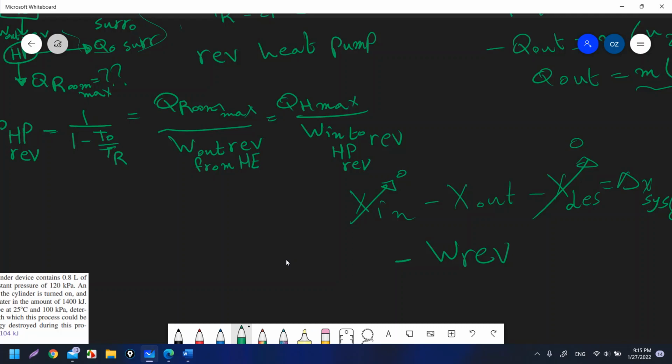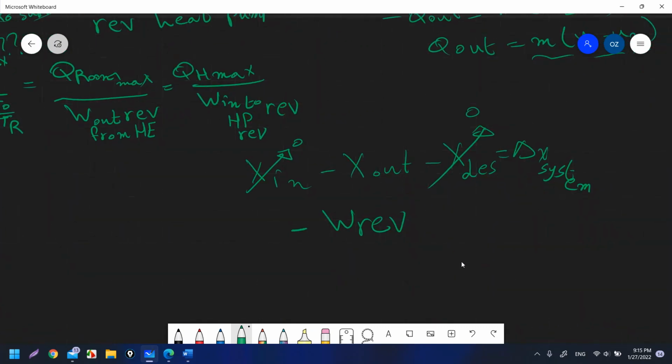So you are seeing who is doing the job. The pump is not doing the work, but the heat engine. So we are making the exergy balance about the heat engine. That is the reason why heat engine, not the heat pump or not any radiator, not any other thing. So it is a work out from the heat engine. So that is why I will substitute X out by work reversible, and already we have negative in the equation.